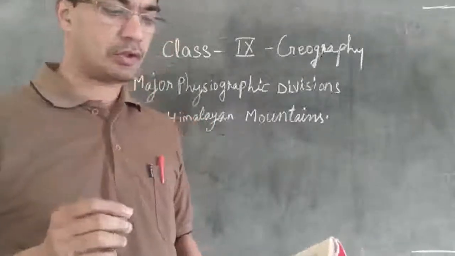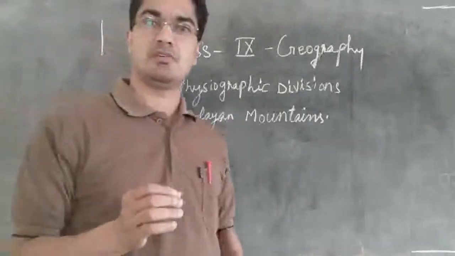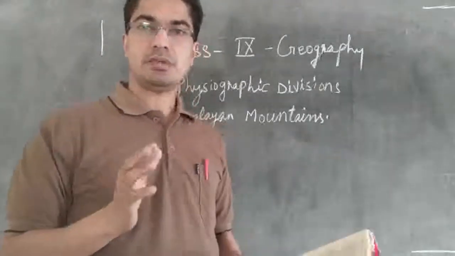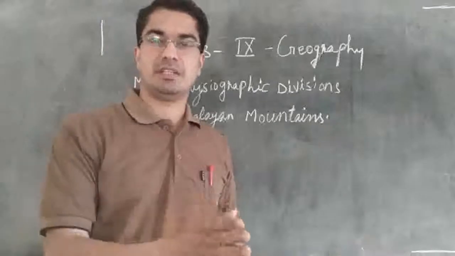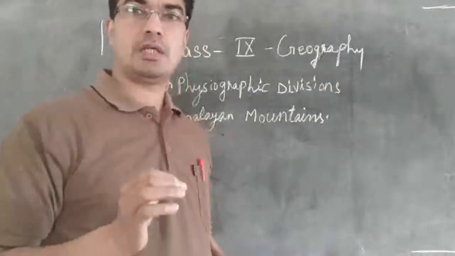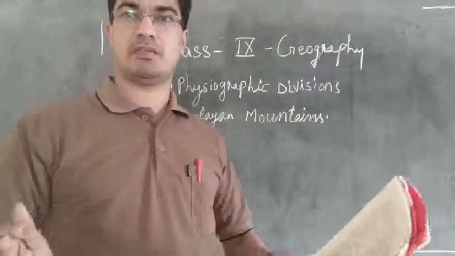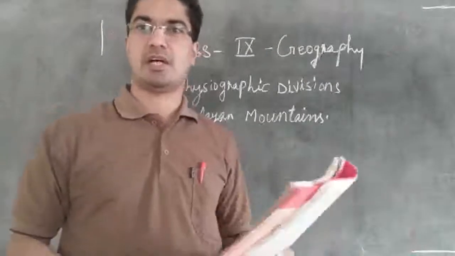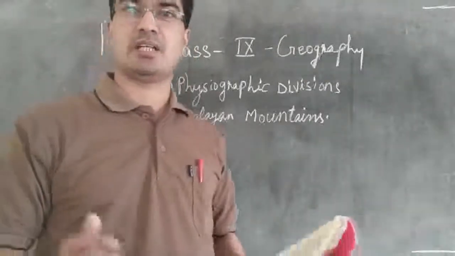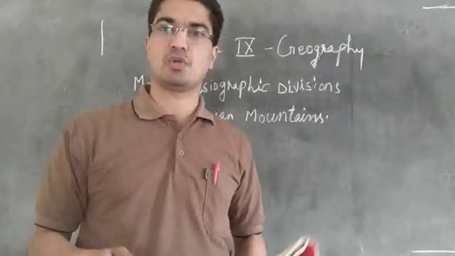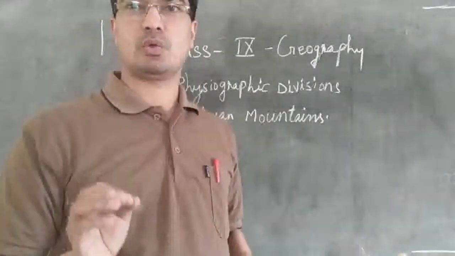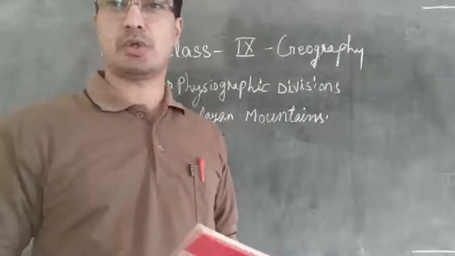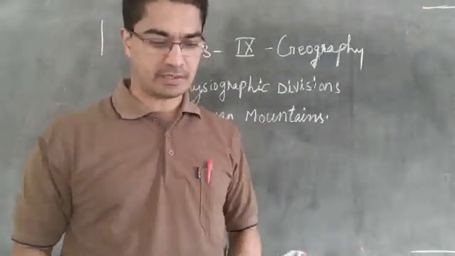Then we also have coastal plains. We said that India has a lot of coastal lands because India is close to the Indian Ocean, and we have seas on both sides, the Arabian Sea on the one side and the Bay of Bengal on the other side. So we have a lot of coastal areas, the areas that are very close to the sea or the ocean, that is called coastal areas.